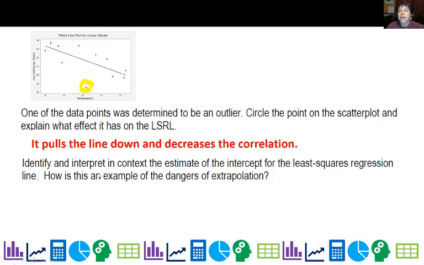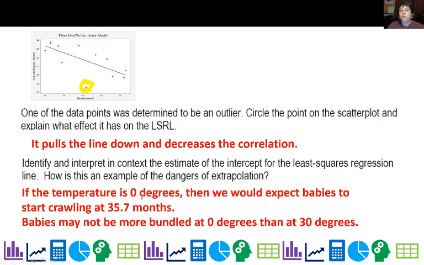Okay, let's identify and interpret in context the estimate of the intercept for the least squares regression line. If the temperature is 0 degrees, so we're trying to go all the way back, then we would expect babies to start crawling at 35.7 months. Well, I don't know that babies are going to be more bundled up at 0 degrees than they are at 30 degrees. So that's outside of our data range, and we don't know how it behaves.